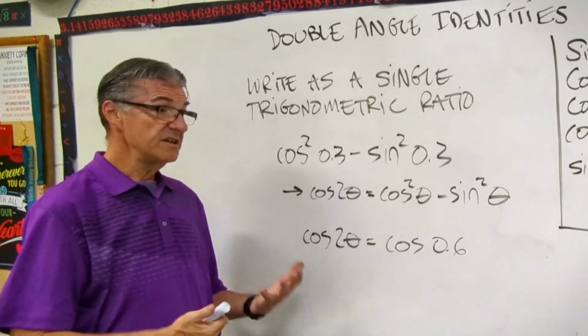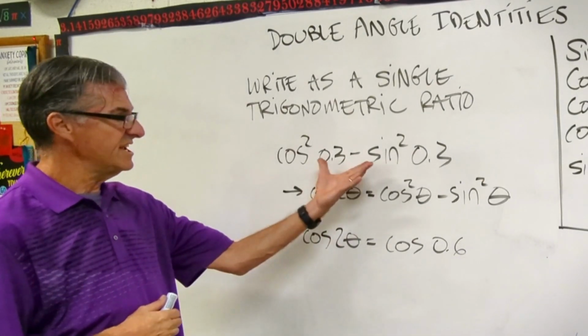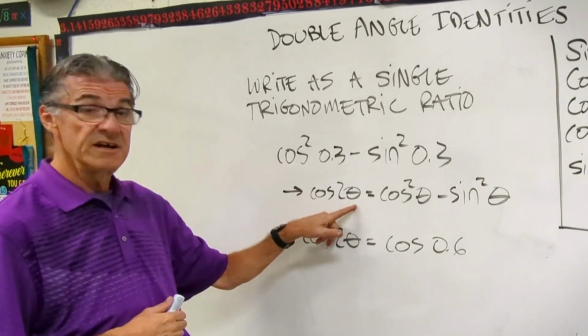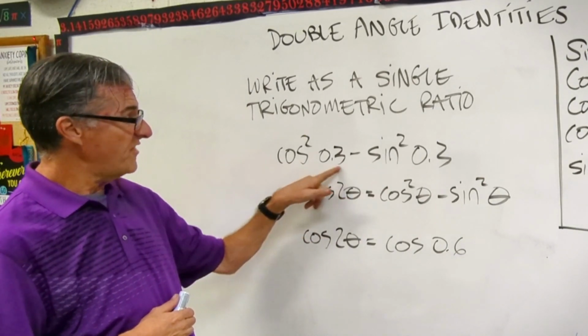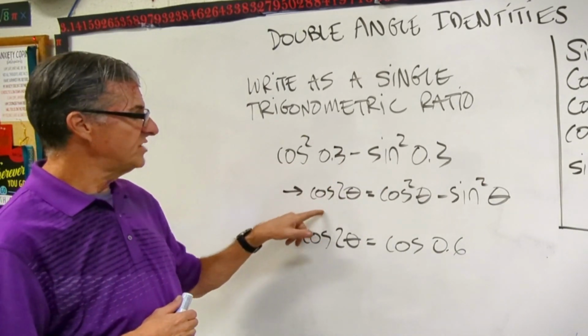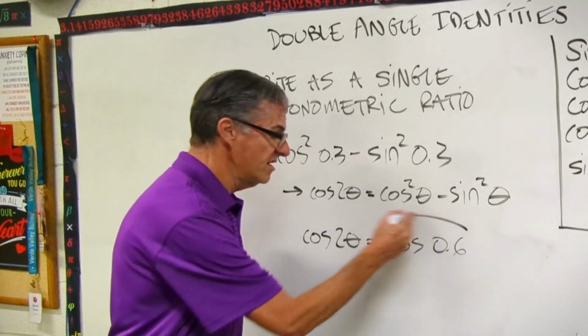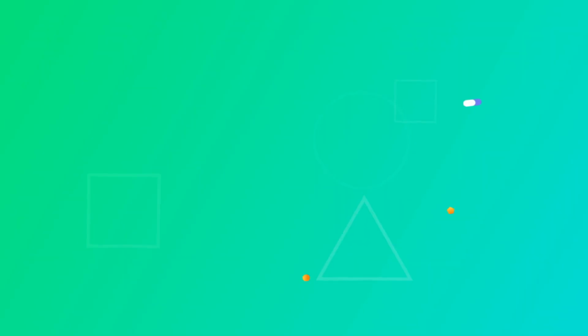All right, so this identity just allows us to take this expression and substitute into cosine 2 theta. So we got cosine theta is 0.3, so cosine 2 theta is going to be 0.6. So there's my answer for this one.